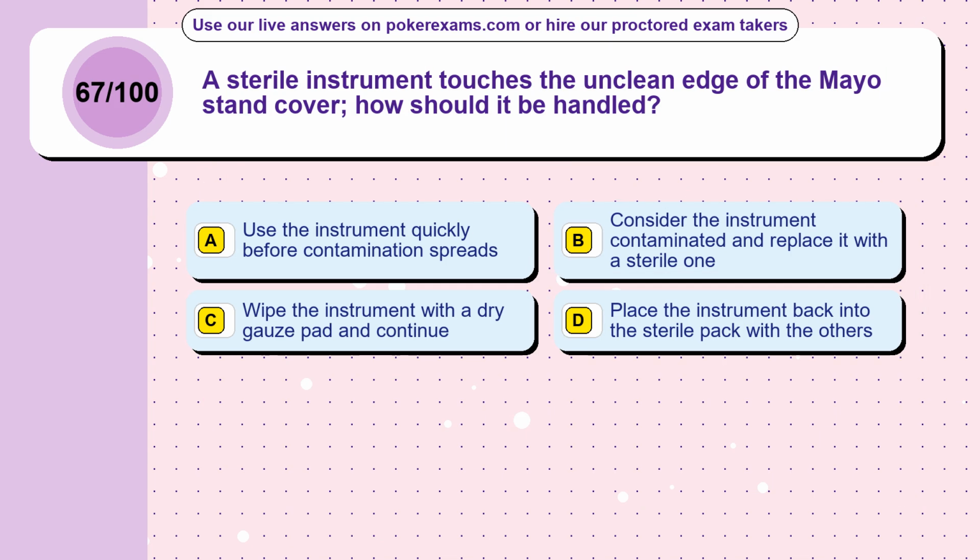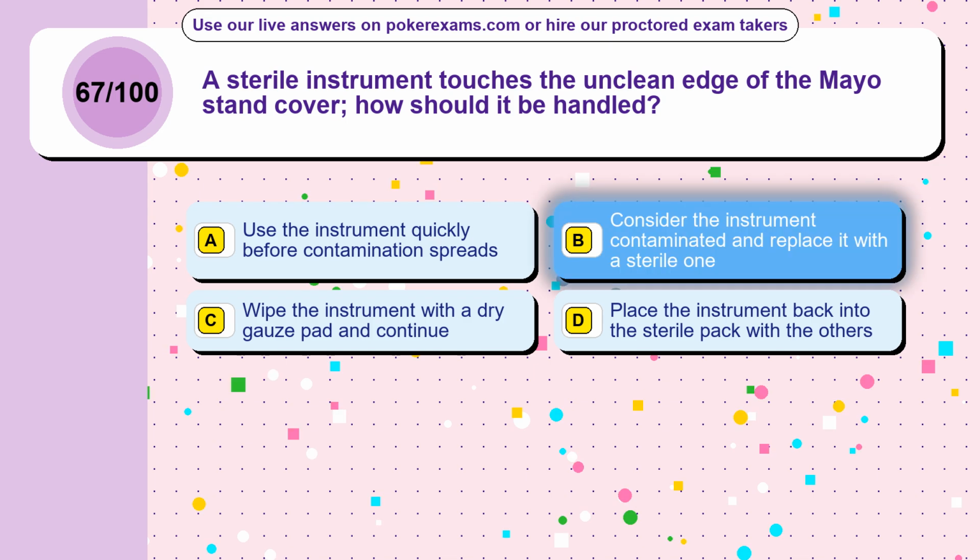Question 67. A sterile instrument touches the unclean edge of the Mayo stand cover. How should it be handled? Option A. Use the instrument quickly before contamination spreads. Option B. Consider the instrument contaminated and replace it with a sterile one. Option C. Wipe the instrument with a dry gauze pad and continue. Option D. Place the instrument back into the sterile pack with the others.